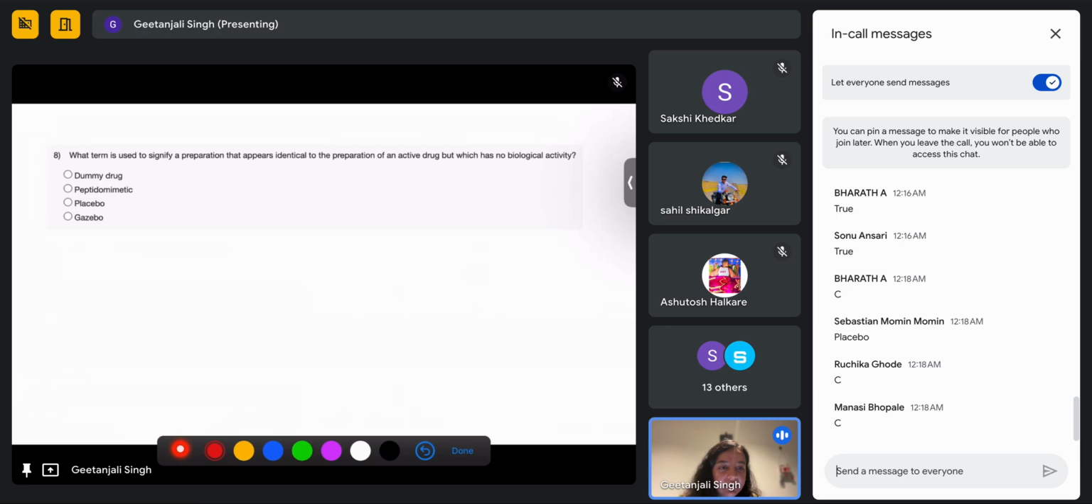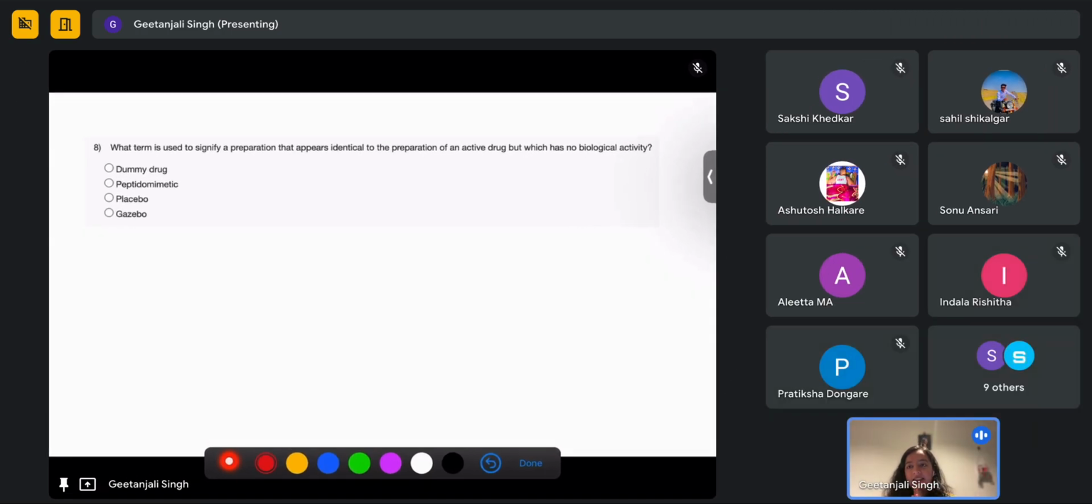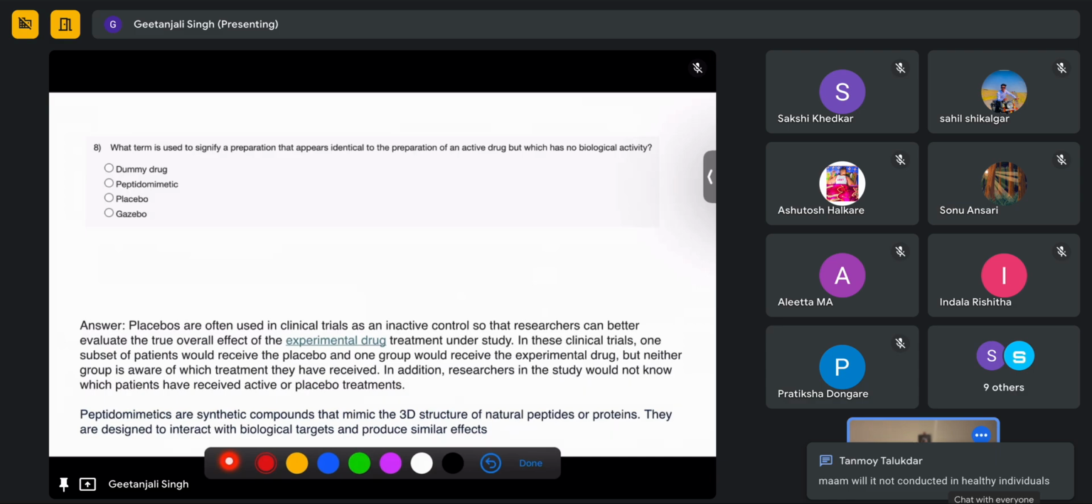I can see the answers. Very good. Yes, it is actually option C, placebo. The dummy drug.